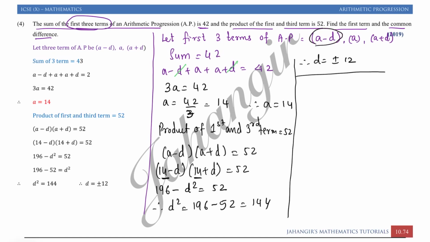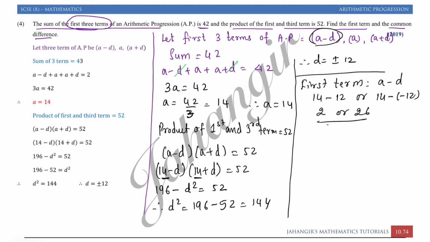My first term is A minus D. So the first term can be, if A is 14, 14 minus 12 or 14 minus of minus 12, when D is plus minus 12. So 14 minus 12 is 2, or 14 plus 12 is 26. Therefore the first term is 2 or 26, and the common difference is equal to plus minus 12.